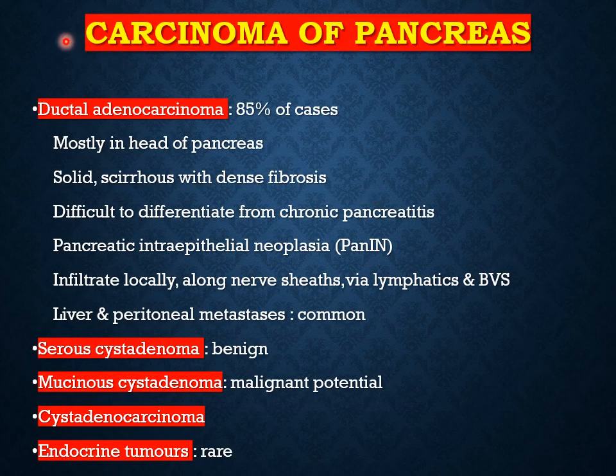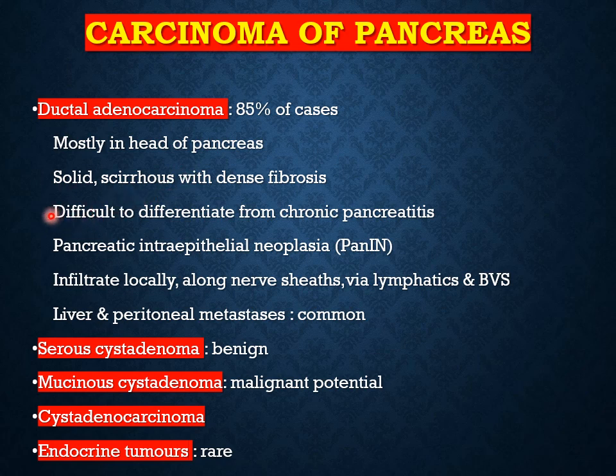Next we come to the important topic of carcinoma of the pancreas. There are four main types. The most common is the ductal adenocarcinoma, which comprises 85% of all malignancies or tumors of the pancreas. It occurs mainly in the head of the pancreas. Pathologically, it is a solid lesion with fibrosis.